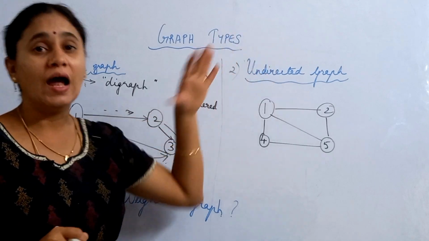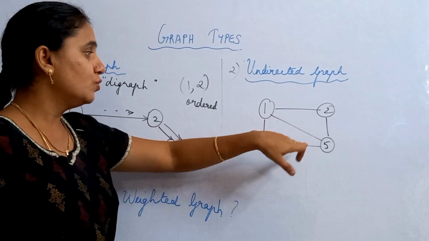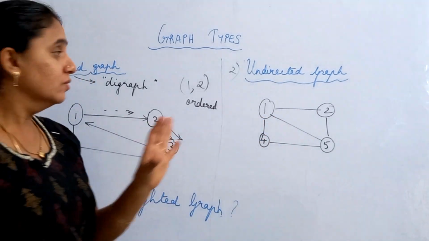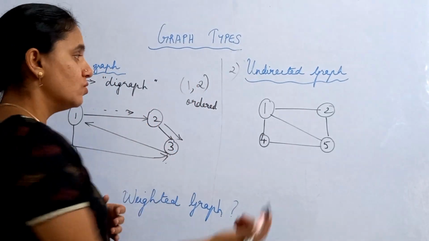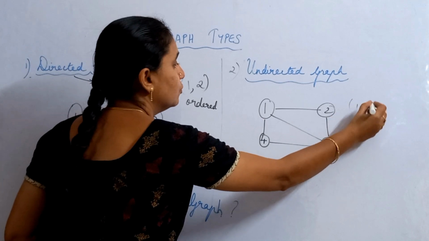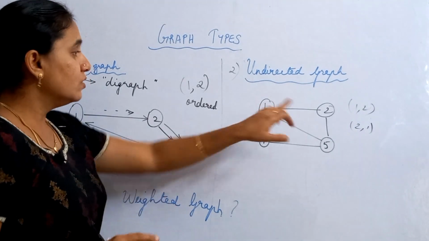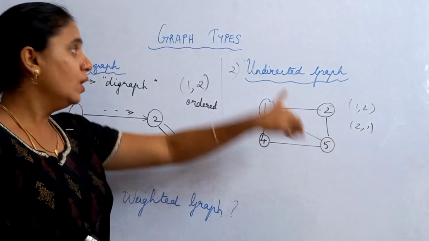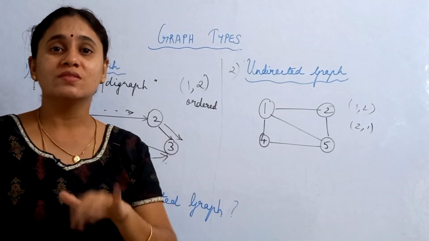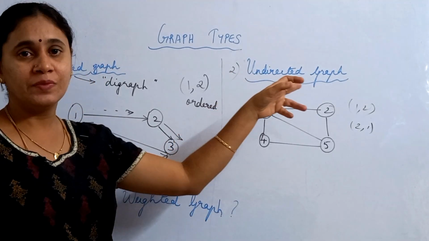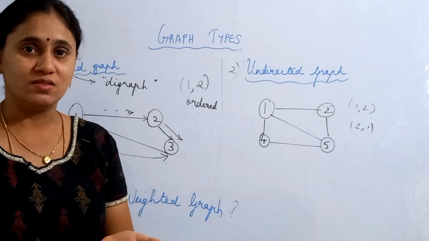Next is an undirected graph. What is an undirected graph? We have not used any arrow mark. The meaning is we can move in either direction, that is, it is not in order. We can either move from 1 to 2 or from 2 to 1. So this is an unordered path. An undirected graph can travel in both directions, so it is a bidirectional graph. Can you understand? It consists of a pair of unordered vertices, right?